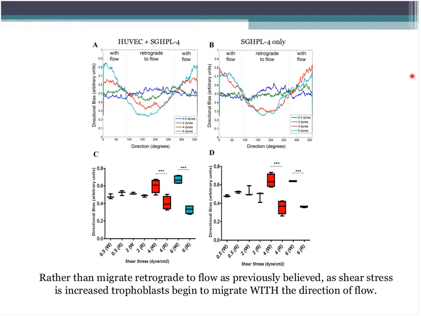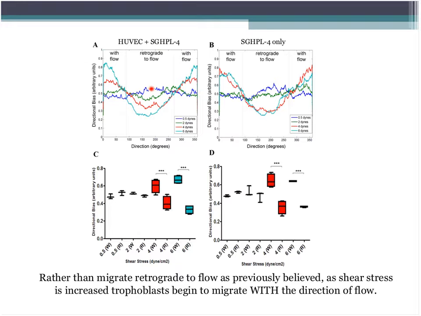Okay, so what we found from this. Along the bottom here, you can see the direction in degrees, and again, this is split up into the two regions I was talking about: those retrograde to flow, and the two side panels are with flow. And we have directional bias down the y-axis here. This is just an arbitrary marker that we've used. So here, for example, the 0.5 tiny blue line across here is essentially on baseline. So it's not showing any bias towards a higher or a lower directional bias. It essentially has no overall directional bias, either with or retrograde to flow.